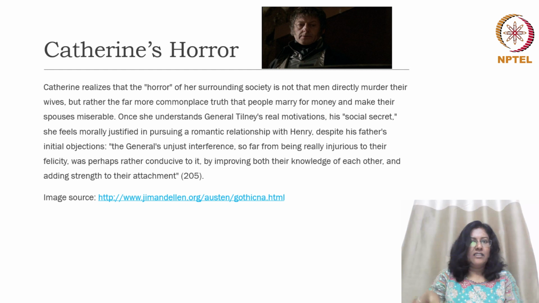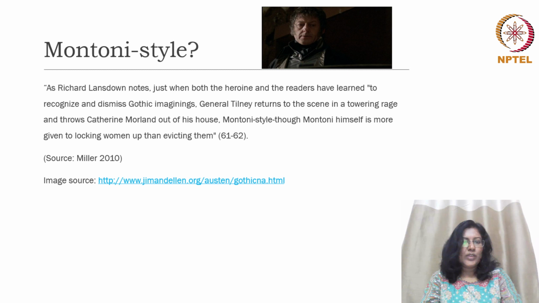As Richard Lansdowne notes, just when both the heroine and the readers have learned to recognize and dismiss Gothic imaginings, General Tilney returns to the scene in a towering rage and throws Catherine Morland out of his house. Montoni style, though, Montoni himself is more given to locking up a woman rather than evicting them. So what we see is that Catherine Morland is thrown out of Northanger Abbey when General Tilney realizes that she is not very rich, that she cannot bring a very wealthy dowry to the marriage.